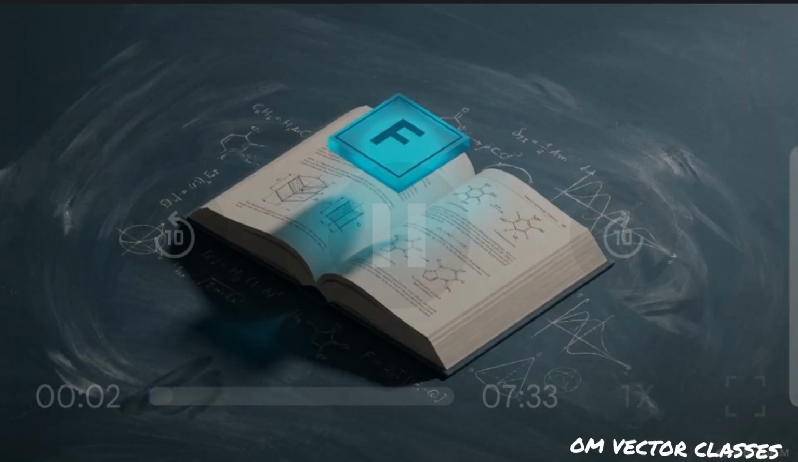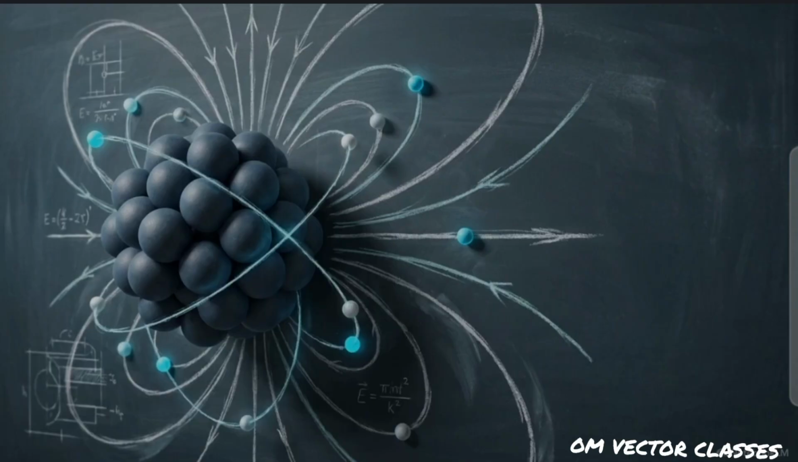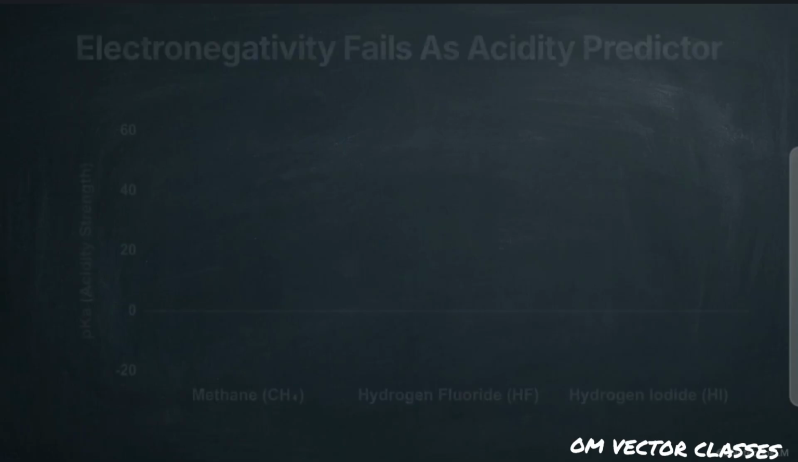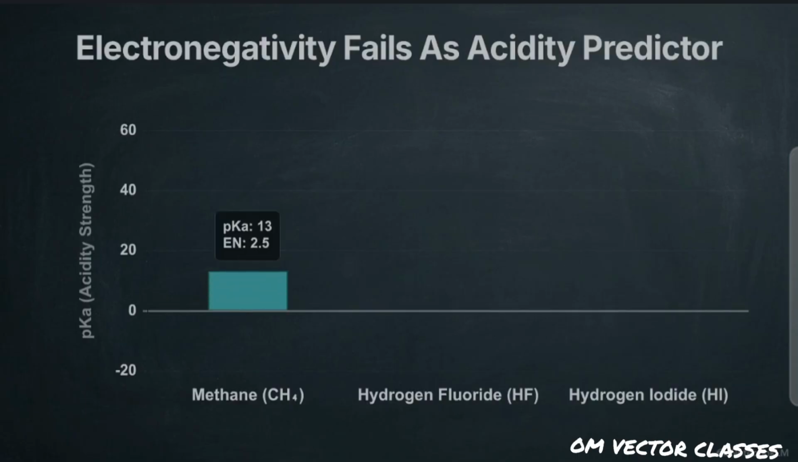In introduction to organic chemistry, chemical behavior is typically treated as a direct function of electronegativity. We are taught that the more electronegative an atom is, the stronger its pull on electrons, and consequently, the more acidic the proton attached to it will be. This chart compares methane to hydrogen fluoride.